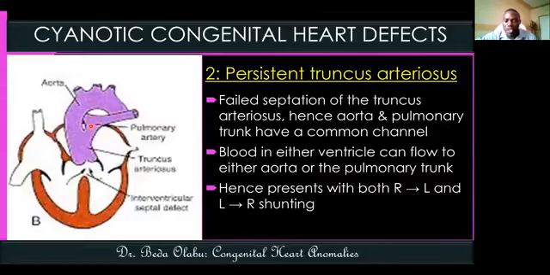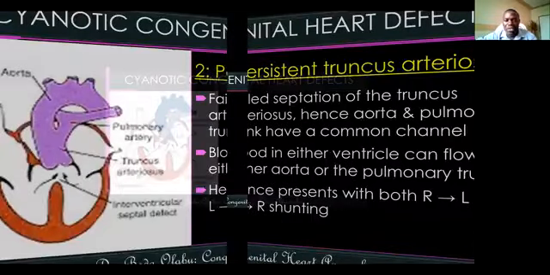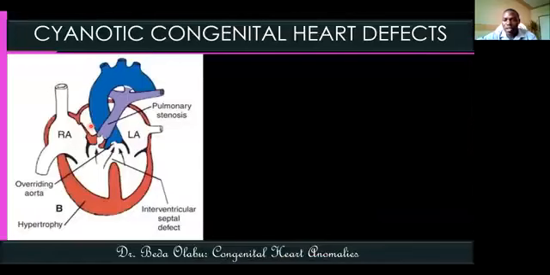But of course, from a clinical point of view, we know that deoxygenated blood is going to the systemic circulation. So this baby will still turn blue. That's why we classify it under cyanotic congenital heart diseases. Great. All right. So Mercy, you are next.